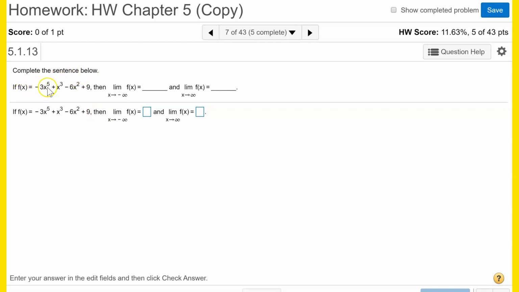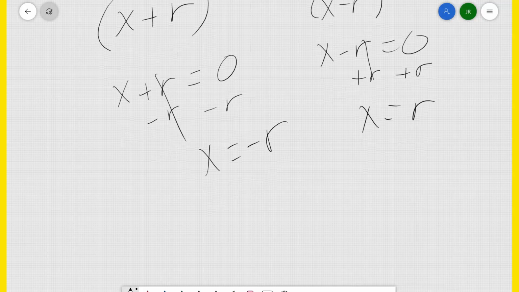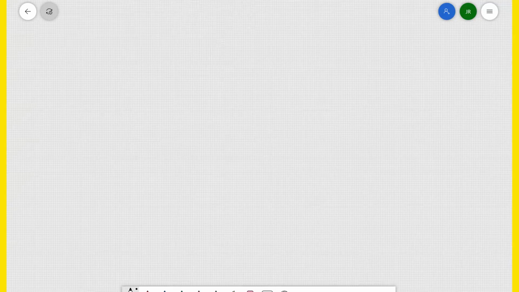Complete the sentence below. If f of x equals -3x to the 5th plus x to the 3rd minus 6x squared plus 9, then, and we have this strange looking notation here, this is called end behavior. The way that you read this is the limit as x approaches negative infinity of f of x equals what? And the limit as x approaches positive infinity of f of x equals what? All right, I need to teach you some serious concepts on this one. End behavior.